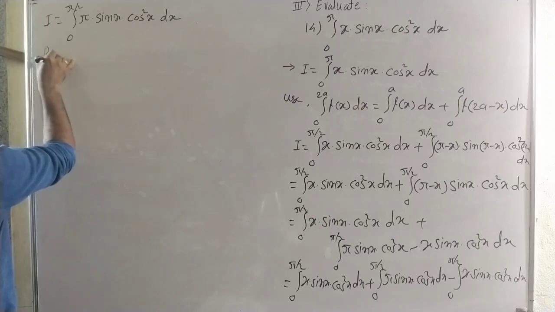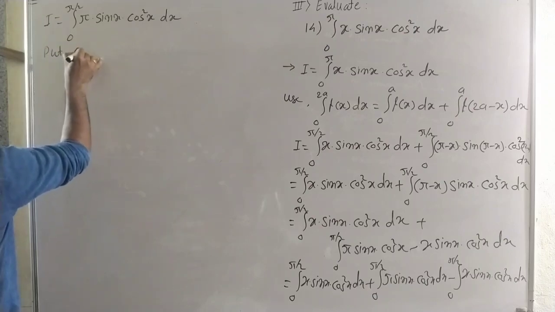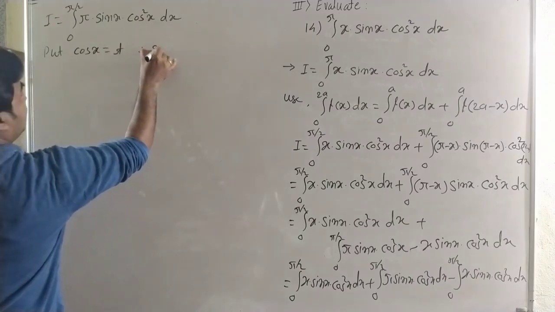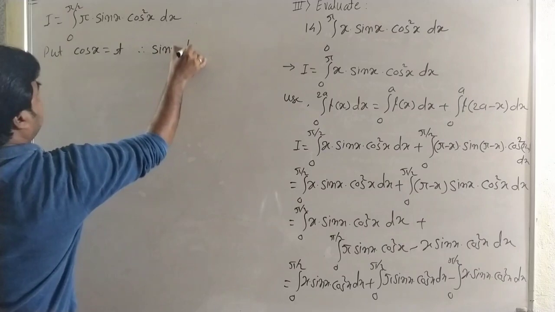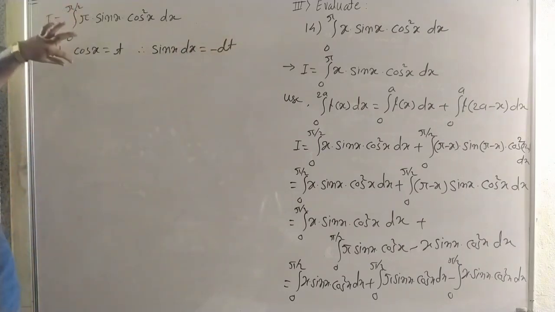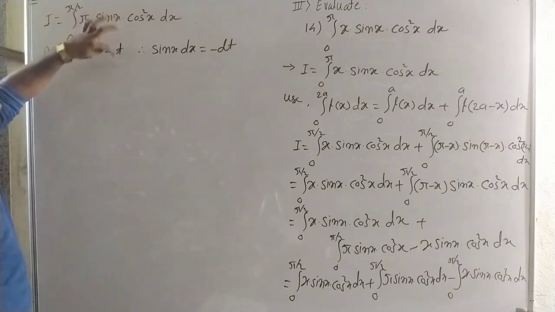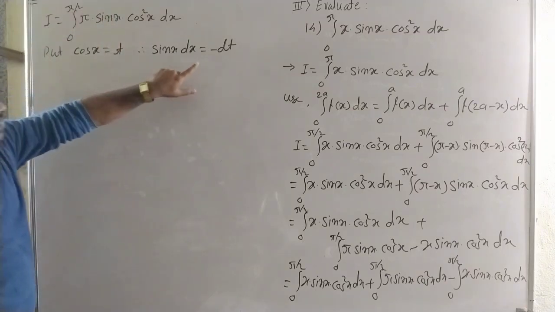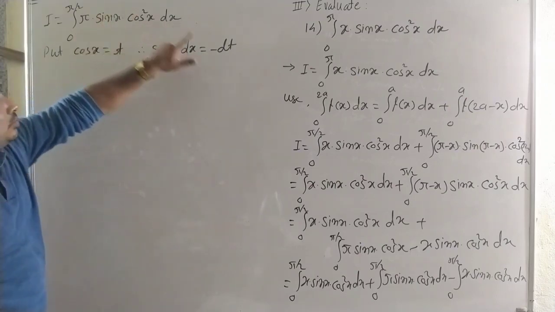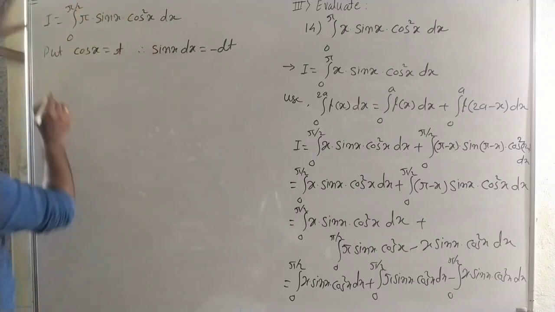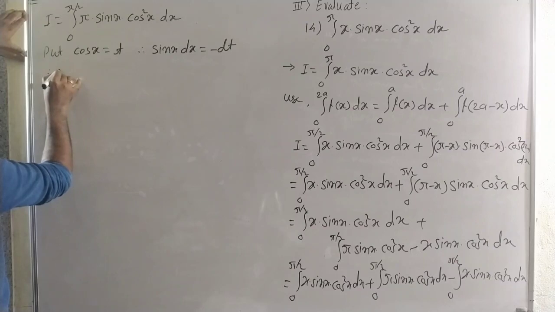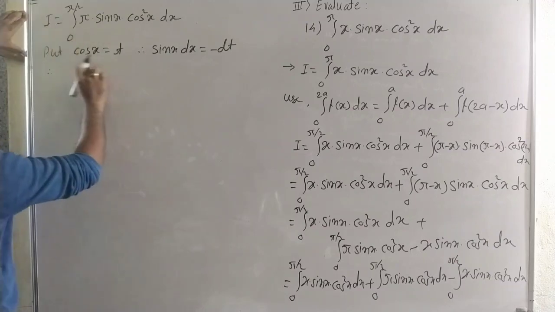Here put cos x is equal to t. See carefully, therefore sin x dx is equal to minus dt, because the derivative of cos x is minus sin x, dt by dx. Minus we can write in the RHS, and dx we can write in the LHS. Therefore sin x dx becomes minus dt, and cos square x is t square. But it is a definite integral, so we change the limits.